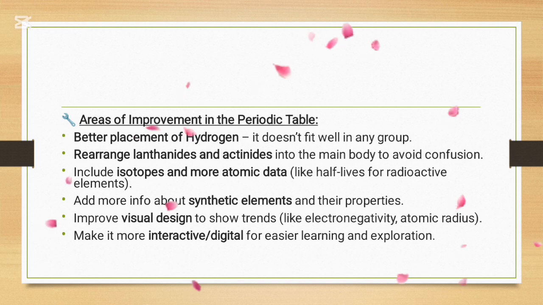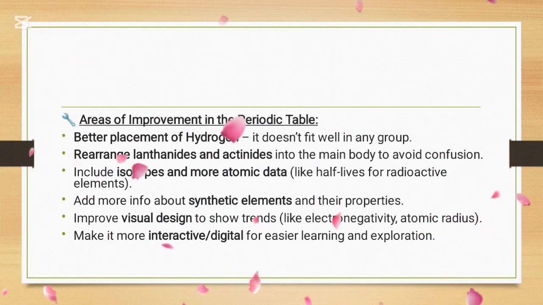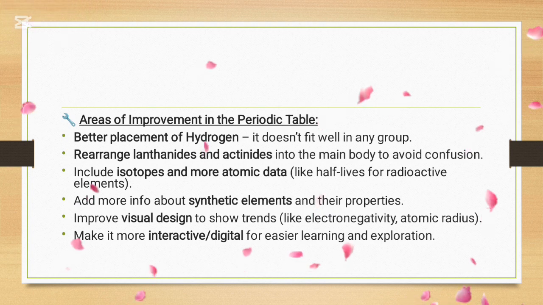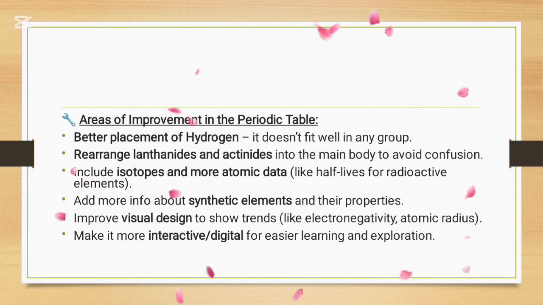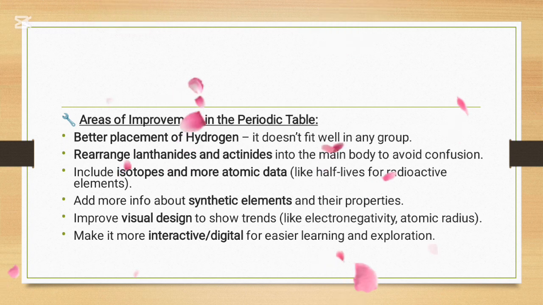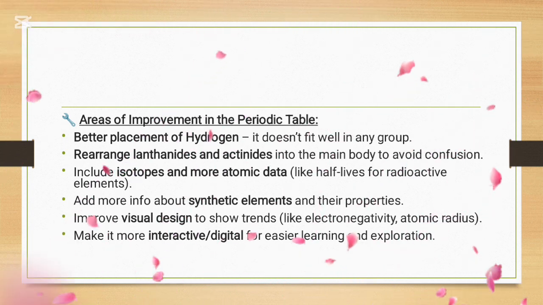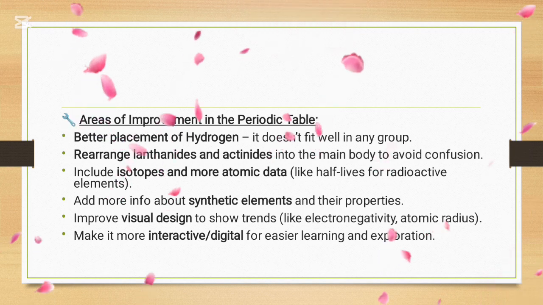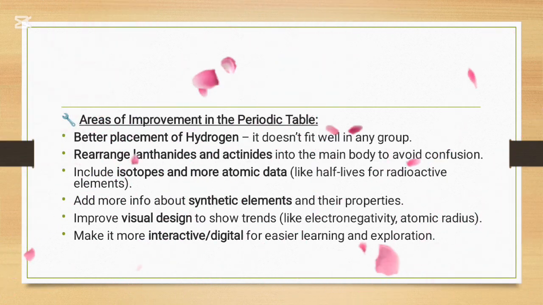Areas of improvement in the periodic table: better placement of hydrogen, rearrange lanthanides and actinides, include isotopes and more atomic data, add more information about synthetic elements and their properties, improve visual design to show trends, and make it more interactive and digital for easier learning and exploration.